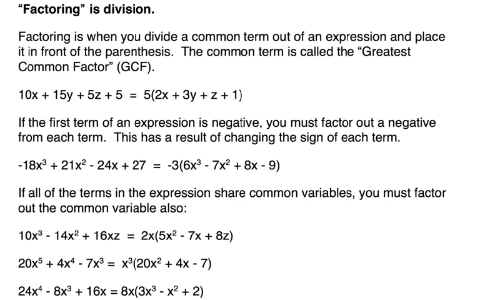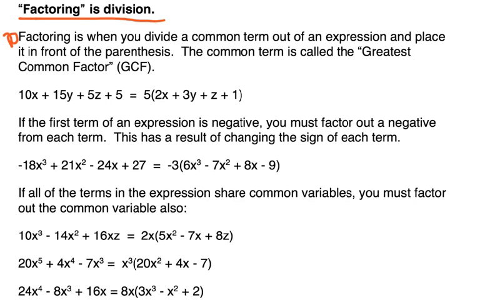Next, factoring is the opposite of distribution. If distribution is multiplication, factoring is division. Factoring is when you divide a common term out of an expression and place it in front of the parenthesis. So it is just the opposite of what we are doing with distribution. The common term you take out of each term is called the greatest common factor, or GCF.